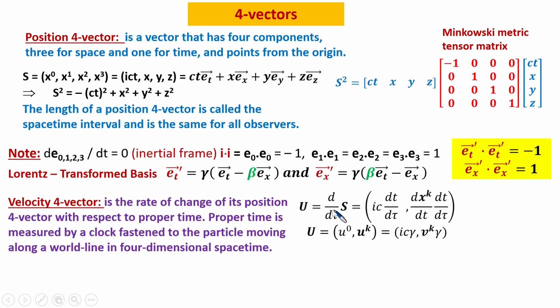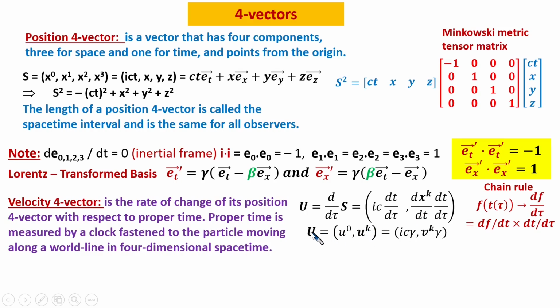S is the position 4 vector, divided by d tau, and this s we know is (ict, x, y, z). Since c is constant, I take dt by d tau, and then dxk by d tau, where k is going from 1 to 3. This is x0, x1, x2, x3, and I can use the chain rule for any function of t and tau: df by d tau can be written as df by dt into dt by d tau. We have seen earlier that dt by d tau is gamma. So this will be ic times gamma, and here the 3-dimensional velocity vk times gamma. This I call u0, and this I call uk, k going from 1 to 3.